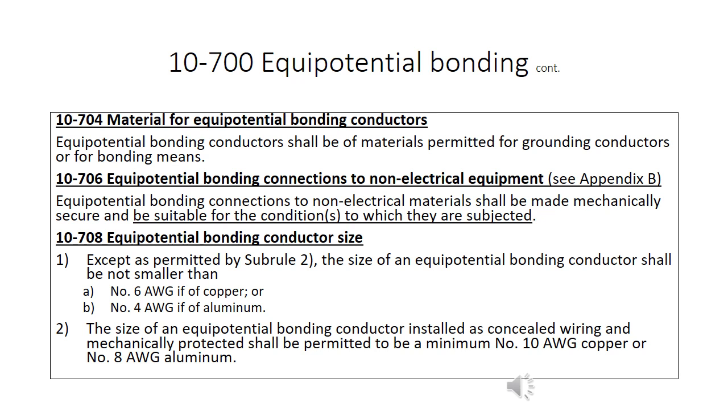In other words, if you are using copper or aluminum as your bonding conductor, your connectors must be approved for the purpose. So they must be approved for either copper or aluminum use. If you're using a connector in an outdoor wet location, the connector that you use must be approved for the location.